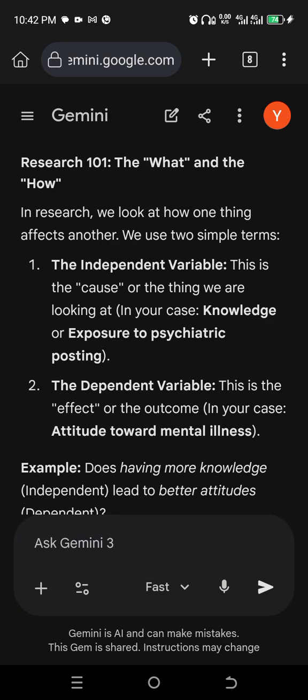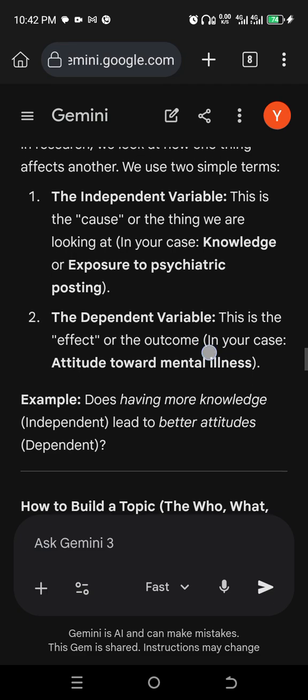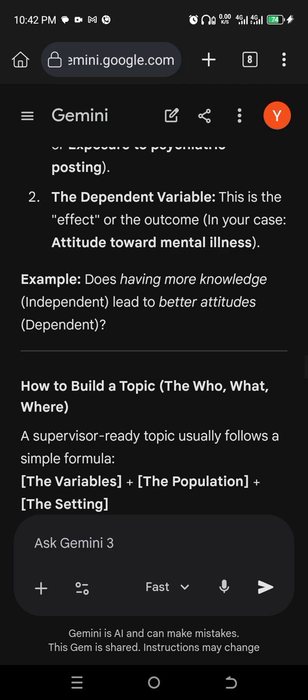So what is independent? Independent is the cause, while dependent is the effect of that cause. So that is it. For example, it gives an example: does having knowledge (independent) lead to better attitude? Simple. So that is it.